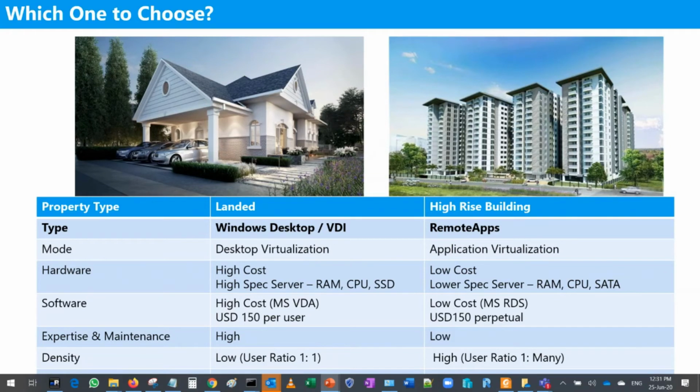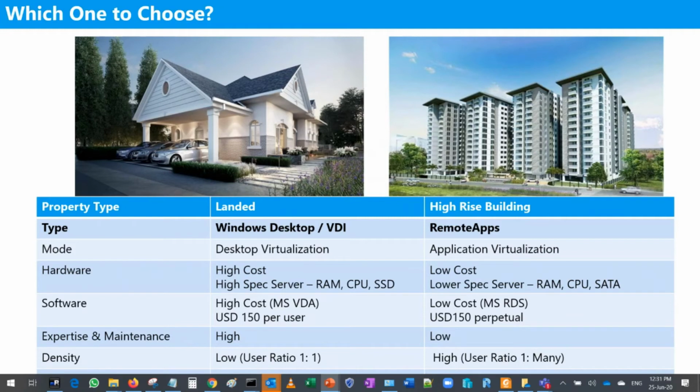Compared to that, remote apps, which is an application virtualization, is similar to a high-rise building, staying in a condominium. You actually have a low cost of maintenance because it's shared by multiple tenants. As a result, we require very low hardware specs for the servers, perhaps 32 GB memory of VMs to cater for 30 to 50 users, depending on the application loads that you're putting into the server. And the license that is required is the Microsoft RDS license.